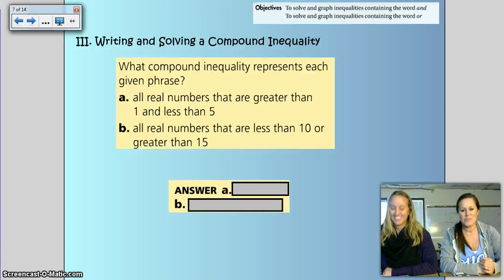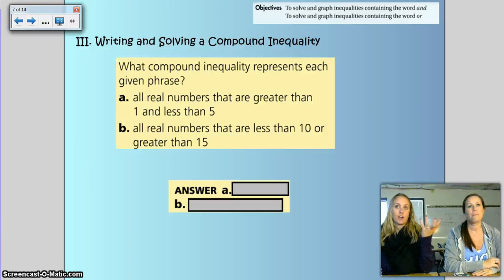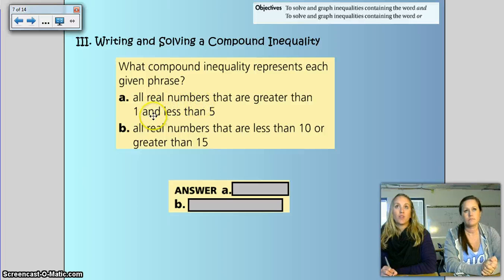Okay, so here we go, doing it again. Now we just write it. Well, we've already done this, right? It's the same thing. All real numbers that are greater than 1 and less than 5.